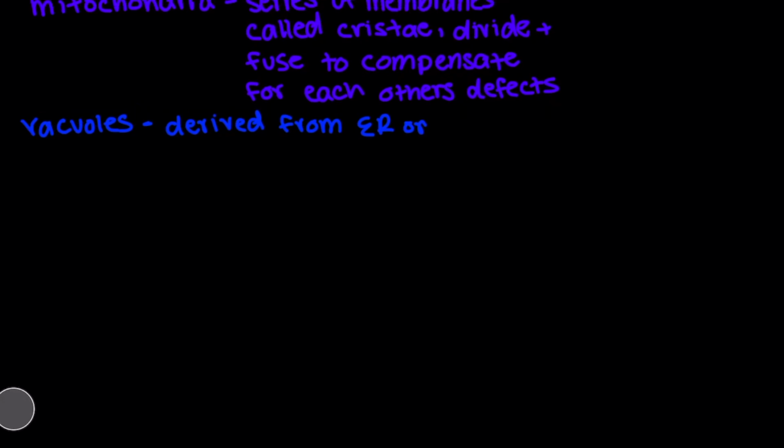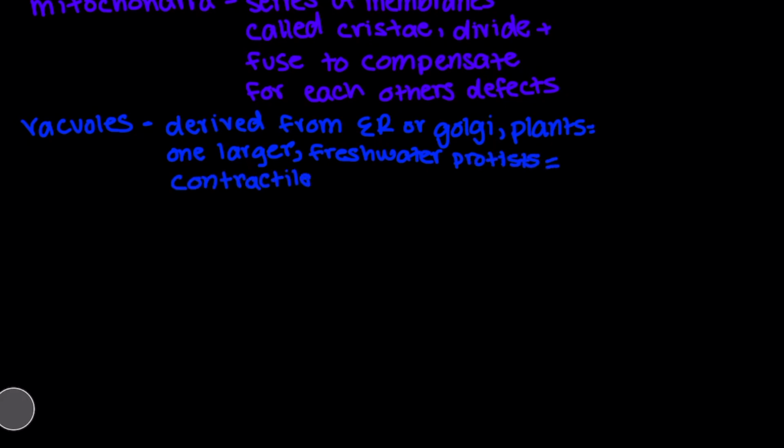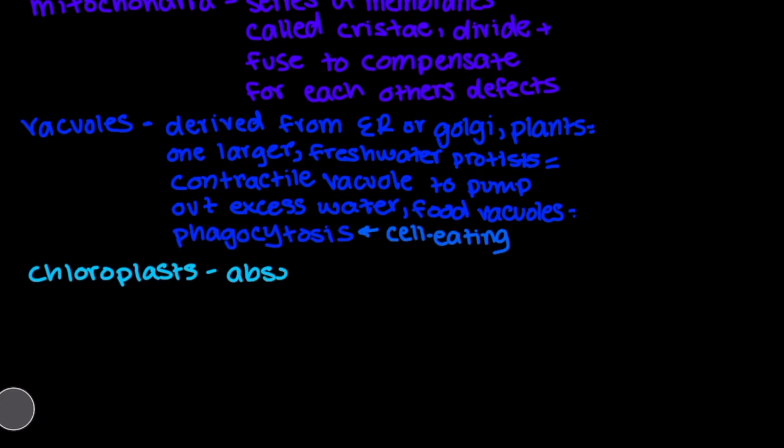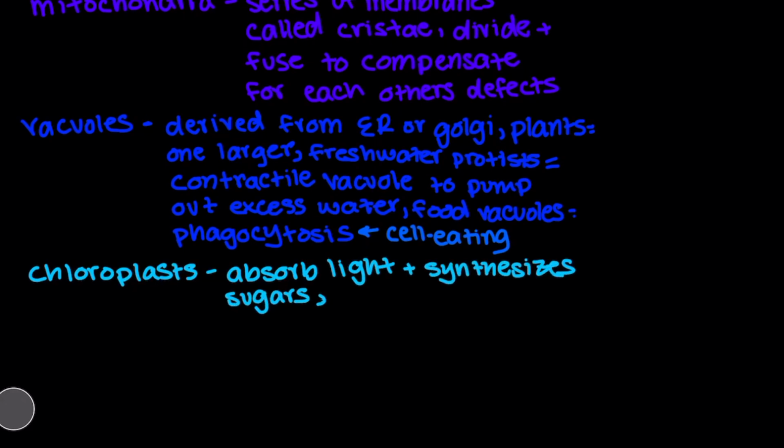Vacuoles are derived from the ER or Golgi. In plants, they have one large one. In freshwater protists, they have a contractile vacuole to pump out excess water. And food vacuoles are present for phagocytosis, which is known as cell eating. Lastly, we have the chloroplast, which absorbs light for synthesizing sugars and has thylakoids for photosynthesis.